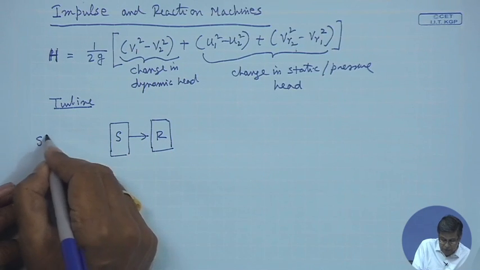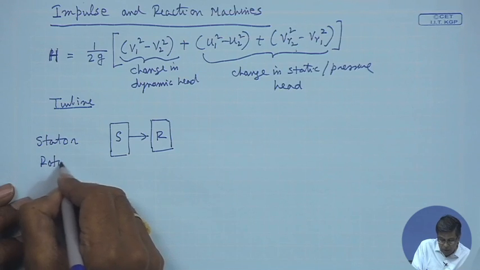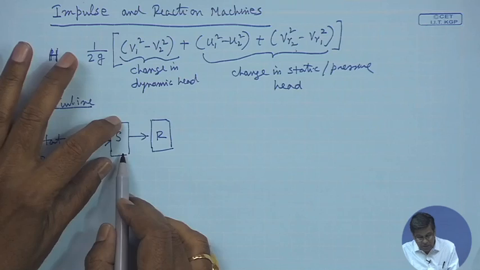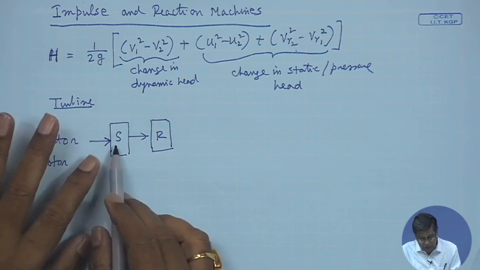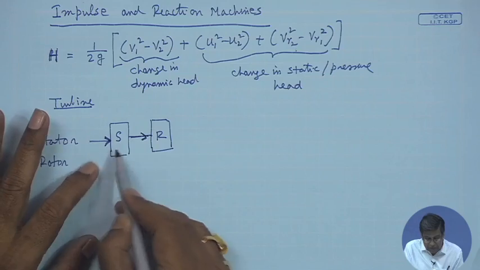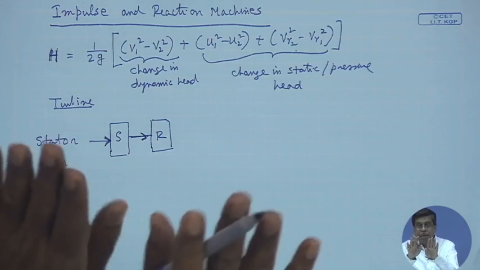S stands for stator and R stands for rotor. Now, fluid first enters into the stator, which is a fixed component; the rotor is the moving component. Here I am using the block diagram in sequence of operation to show that stator and rotor may not be side by side. It depends upon the flow configuration.